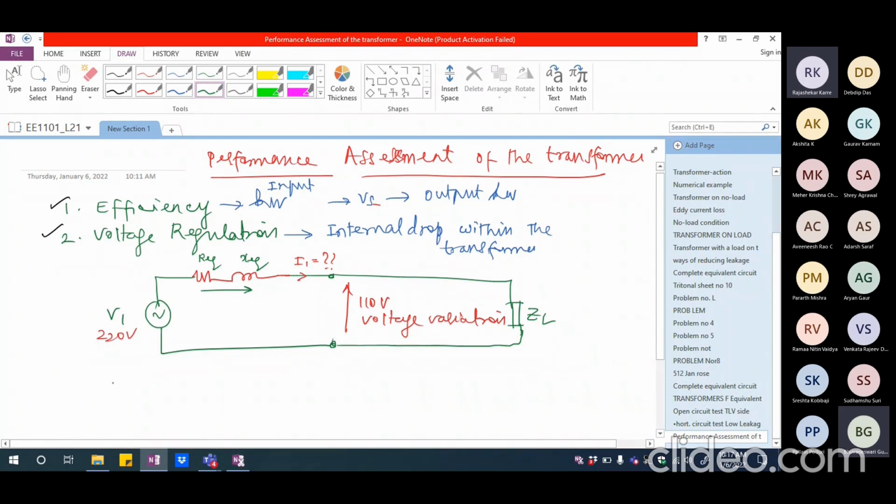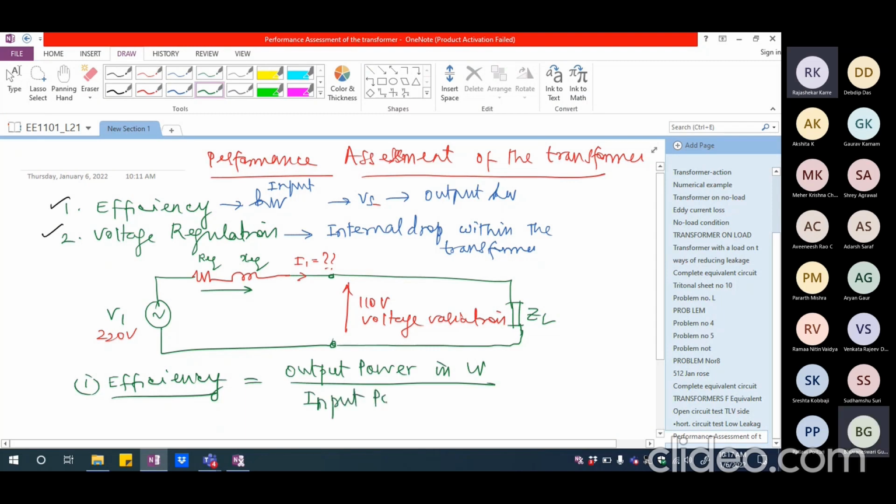So when we start with efficiency, we will call efficiency in general output power in watts or kilowatts, whatever, divided by input power in watts again. We will not talk about this in terms of kVA. We will talk about this in terms of kilowatts or watts. Definitely not in terms of kVA.